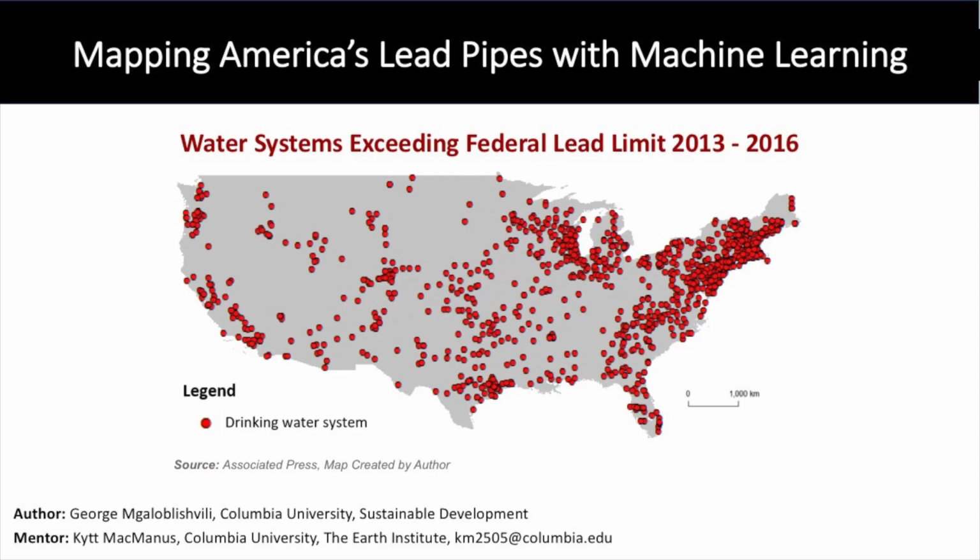Each of those red dots is a place where Americans have recently been exposed to lead in their drinking water. This is thousands of cities across the country and millions of people. The problem is, none of these cities really know where their lead pipes are, and each of these cities could have a crisis like the one we saw in Flint, Michigan.